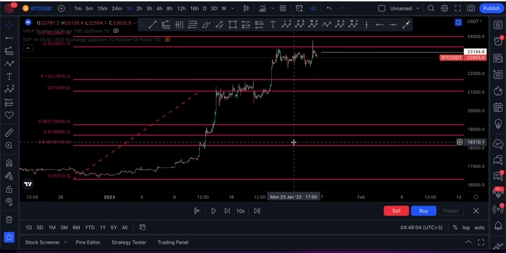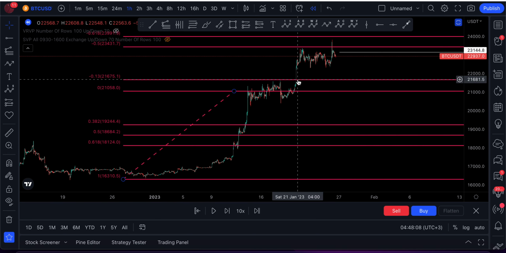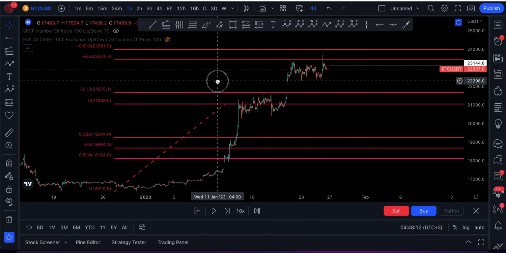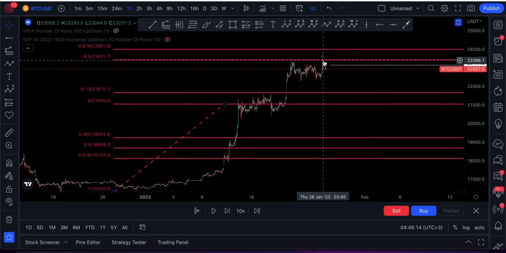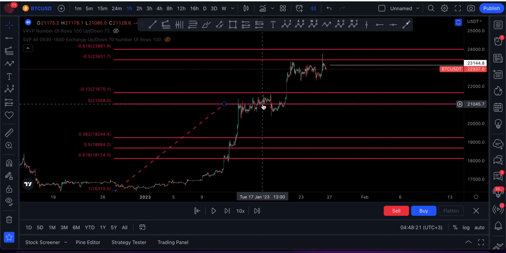All right, so this is what I was trying to explain, that if we break and find support above the minus 0.13, we usually hit these levels. As you can see, we hit that level, and I'm sure we dropped from there. I don't know what happens after that, but this was just to demonstrate the current price action.